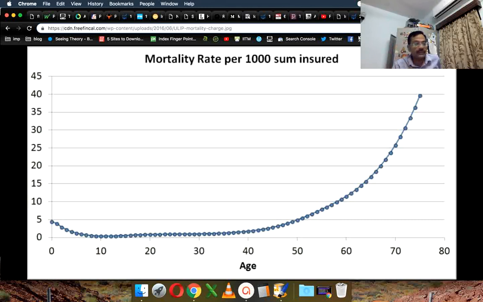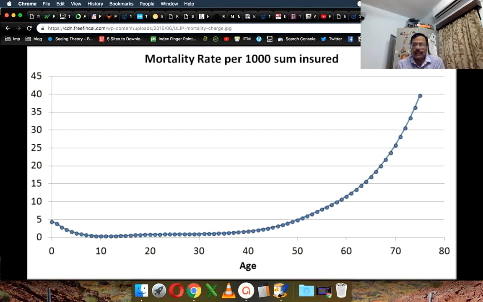The problem is, just imagine if you buy the ULIP at 40 or 50, and banks sell ULIPs to senior citizens every day. Never go into a bank. I want to make a video on that. That's a different story. But that's the problem. The mortality rate keeps increasing and they'll keep removing more and more units from your fund value just because you age. Why would you want to do that?